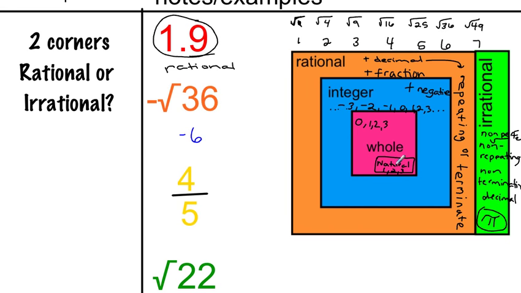It is not a whole number because whole numbers only include the 0 from what I would naturally count. It is an integer though. Since it's in this integer box and the integer box is inside of the rational box, it is both an integer and rational. It has two names. It is an integer and rational.